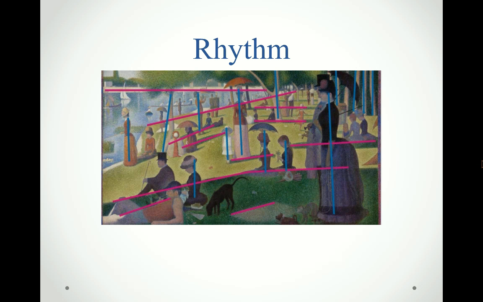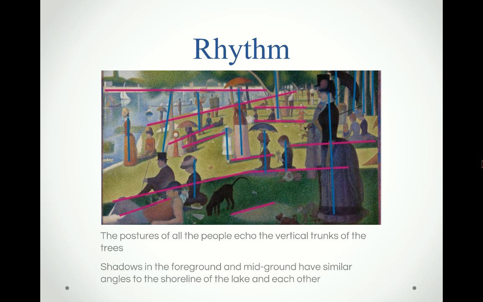The postures of all the people and the trees create a rhythm. Shadows in the foreground and midground have similar angles to the shoreline and of the lake and each other.